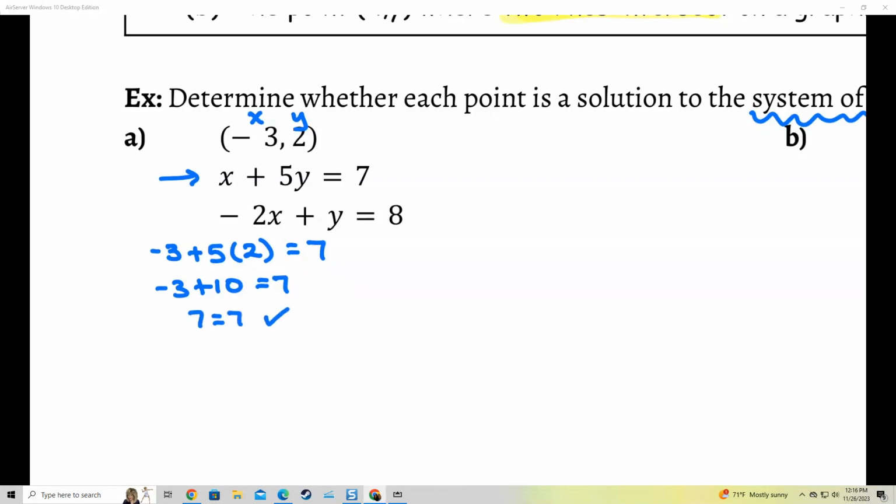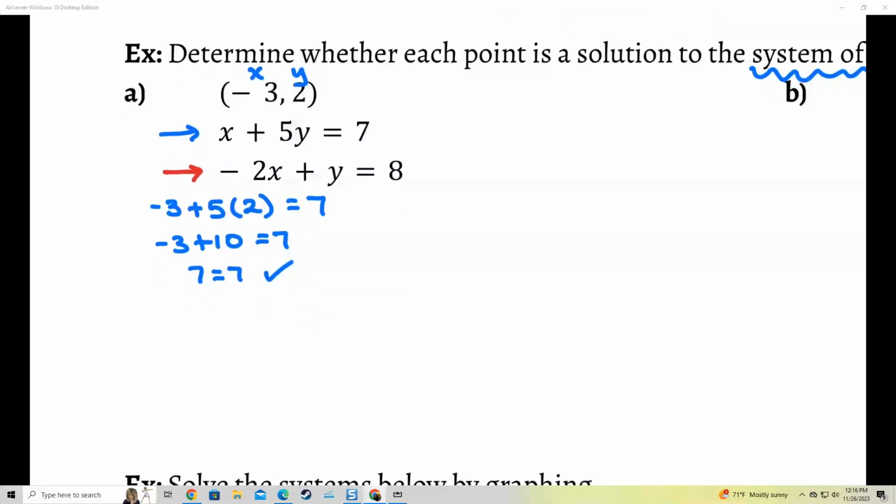It looks like it works so far. It worked for the first equation. That's not enough, right? It's got to work for both. So now I'm going to substitute the (-3, 2) into the second equation right here. So let's see if it works here.